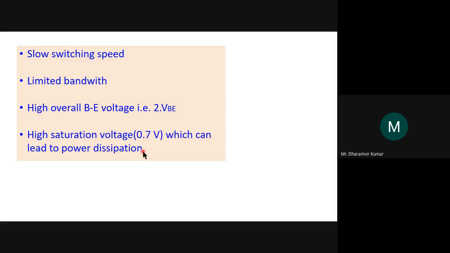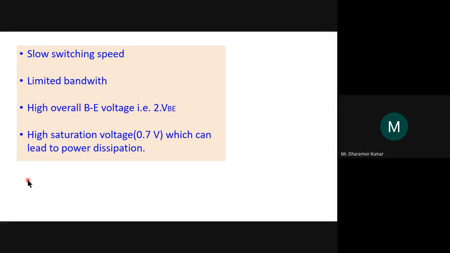For this case, the saturation voltage is 0.7 volts, which can lead to power dissipation. It has a high value of saturation voltage. Generally we know that the saturation voltage is around 0.2 or 0.3 volts, but it is high in this case. And these are the points regarding this Darlington pair.